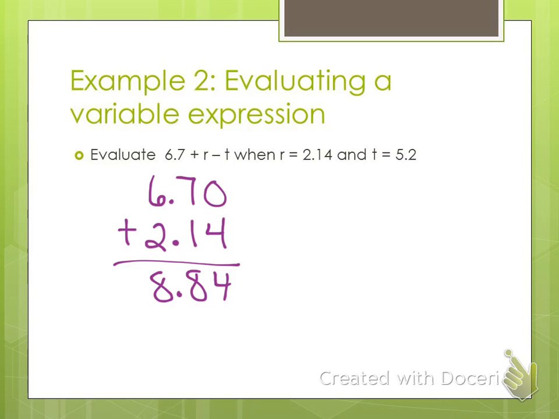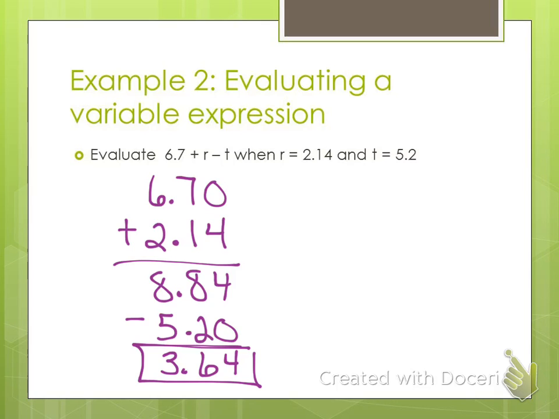8 and 84. Final answer? Is that it? Am I done? No, I need to subtract now. Okay, so don't forget to do the last step. So now I subtract 5 and 2/10, so I need my 0 placeholder, and I end up with 3 and 64 hundredths.